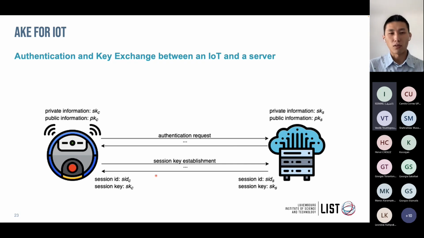At the end of the protocol, or at the end of communications for this session, they will generate a session identifier and a session key. If everything goes fine, the session ID is matched on both sides, and the session key is also matched on both sides. So what happens if an adversary just comes?